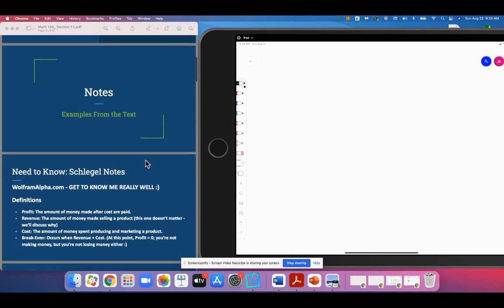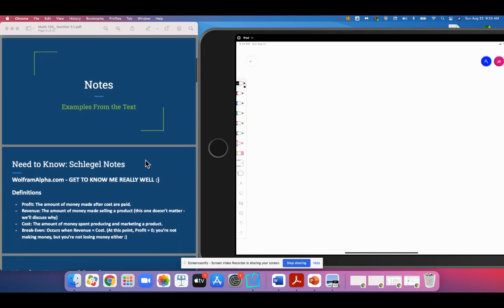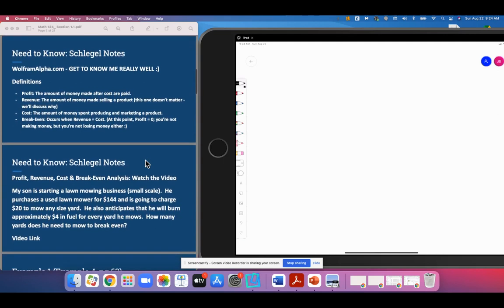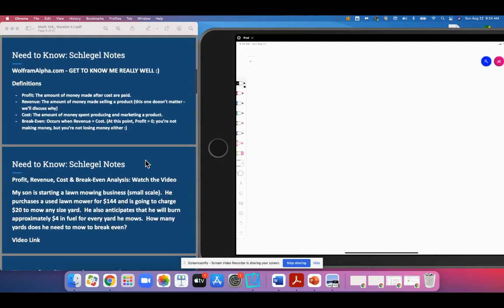So we'll start with some notes today and some examples from the text. But before that, some Schlegel notes, some things that are not in the text that I think would be helpful for you to know. Wolfram Alpha, again, is a website we're going to use pretty extensively. You'll see me pulling it onto the screen in just a little bit because I'm going to use it myself as a means to solve these things. And we have some words that are going to come up in this course that we need to make a formal definition for.